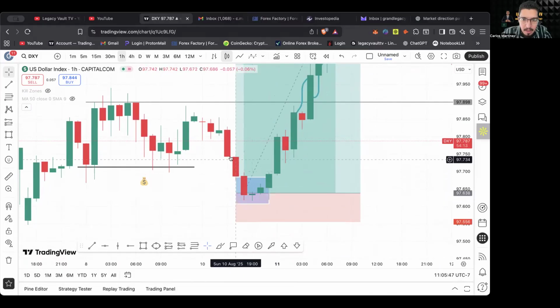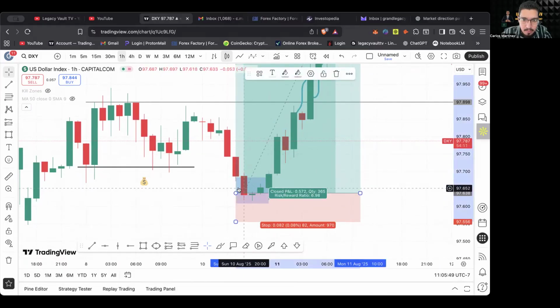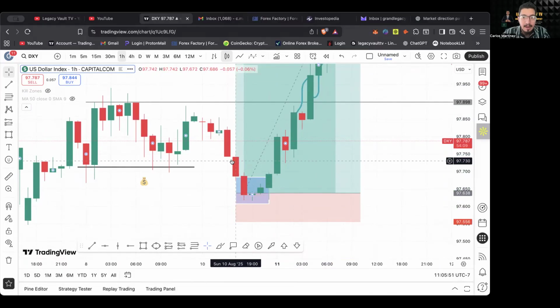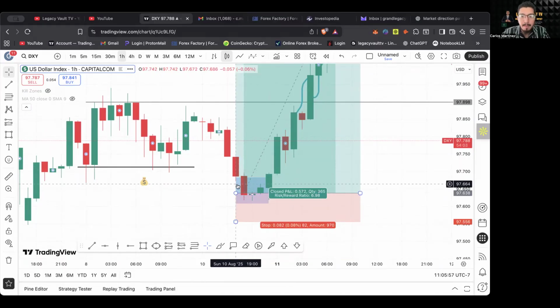Buyers are not coming in. There's a loss of sellers. Sellers are now weakening. They're not under control anymore. Buyers are now taking over, and it's causing a reversal to the upside.